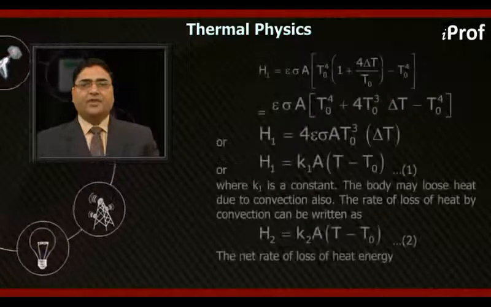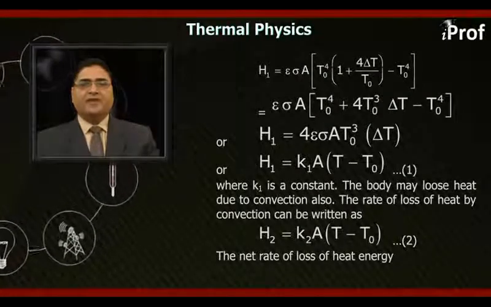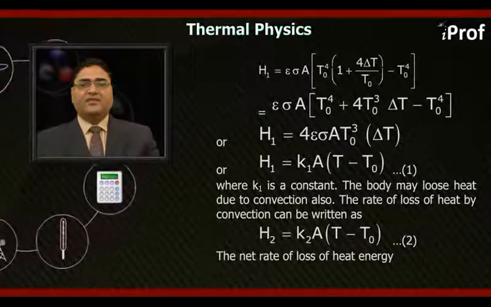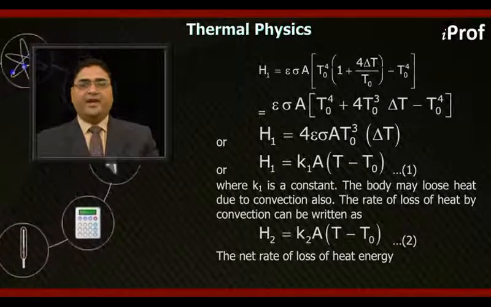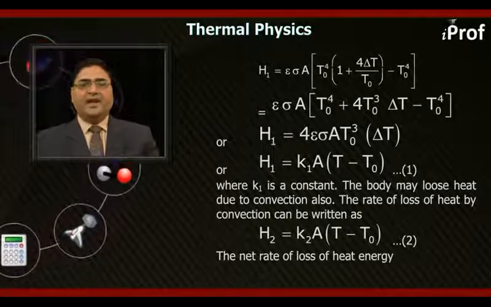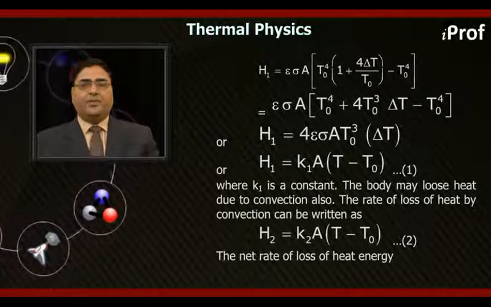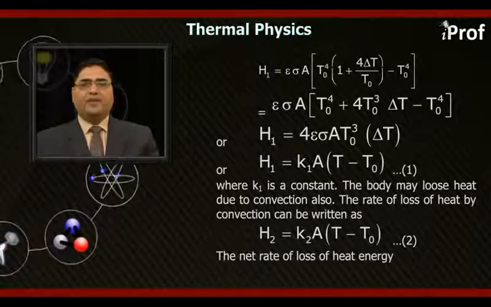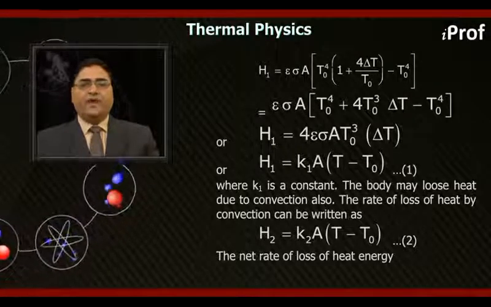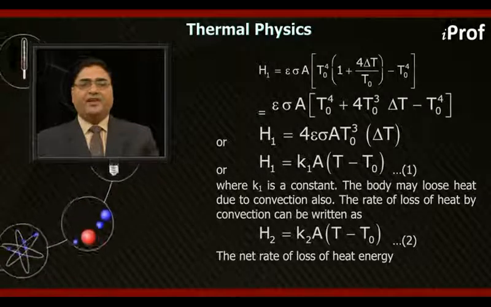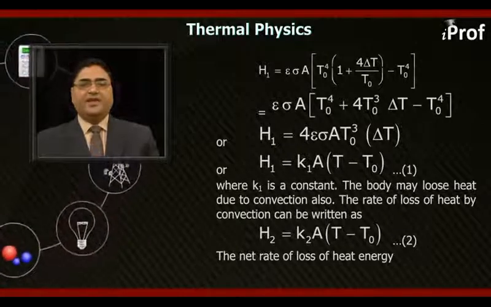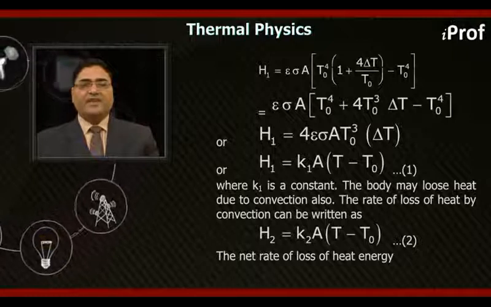Thus we have H1 equals epsilon sigma A T0^4 [1 plus 4 delta T upon T0 minus 1], which equals epsilon sigma A [T0^4 plus 4 T0^3 delta T minus T0^4], or H1 equals 4 epsilon sigma T0^3 delta T, or H1 equals K1 A (T minus T0), where K1 is a constant.